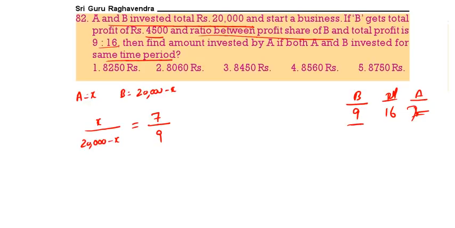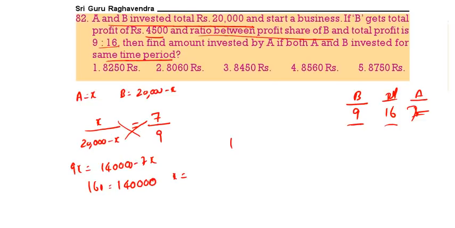B profit is 9, total profit is 16. So A will be 7. Now if you solve this, 9x is equal to 1,40,000 minus 7x. 16x is equal to 1,40,000.